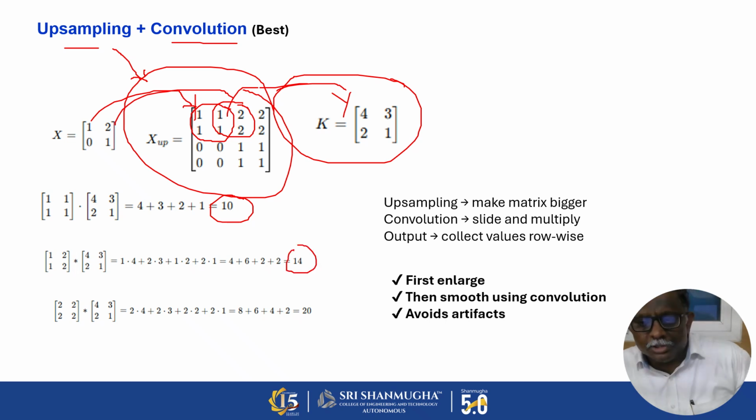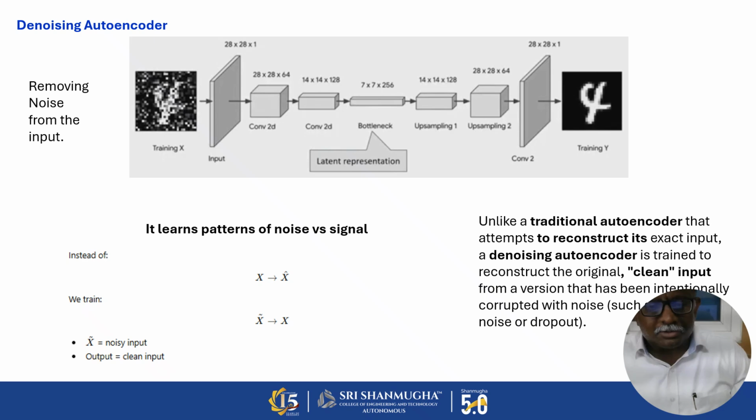So if you do this, you will have a separate matrix, and that will enhance the quality of the input and quality of the output. So that is the advantage of using convolution autoencoder.